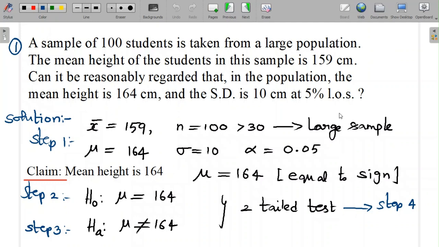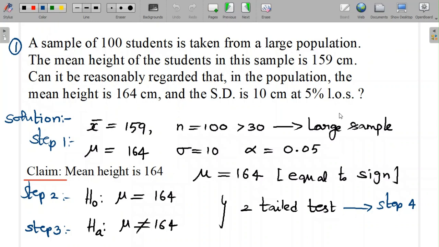The sample average X bar is 159. The population average mu is 164. The sample size is 100, which is greater than 30, and therefore we have a large sample. The population standard deviation is 10, and the level of significance is 5% or 0.05.